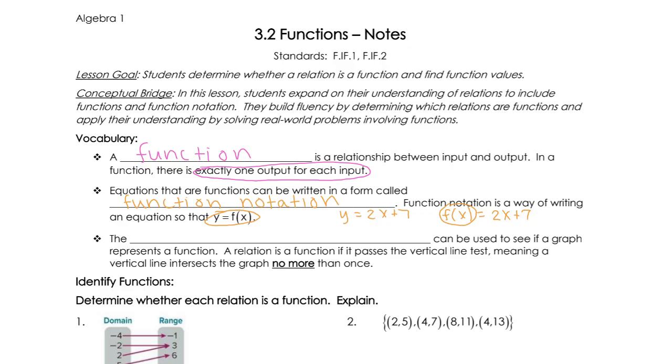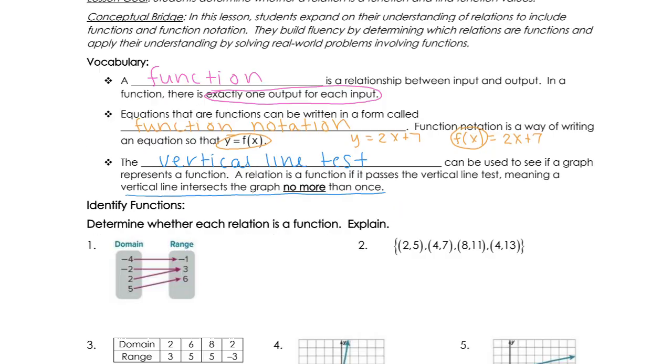The last vocab word we have here is the vertical line test. And this can be used to see if a graph represents a function. A relation is a function if it passes the vertical line test, meaning a vertical line intersects the graph no more than once. We will talk about that in this next section down here.